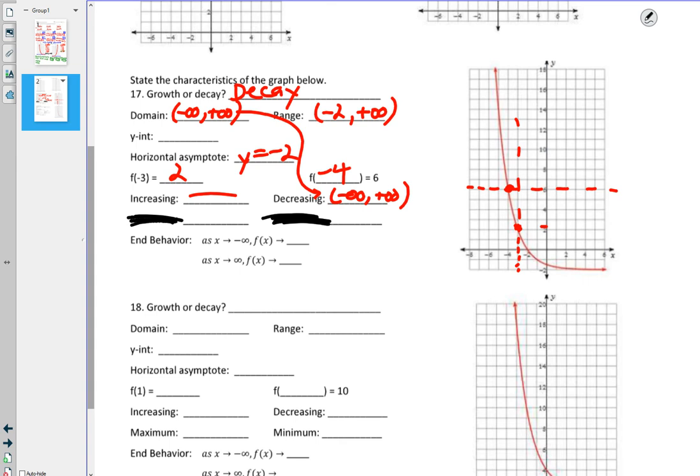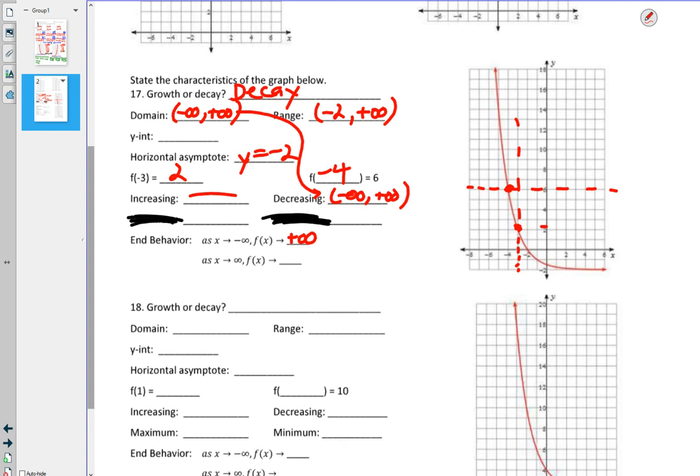But you will be asked for end behavior. So end behavior, as x goes to -infinity, that means the left arrow. What's the left arrow doing here besides going left? It is going up. You were right. Positive infinity. As x is going to positive infinity, so that's the right arrow, besides going right, what is the right arrow doing?